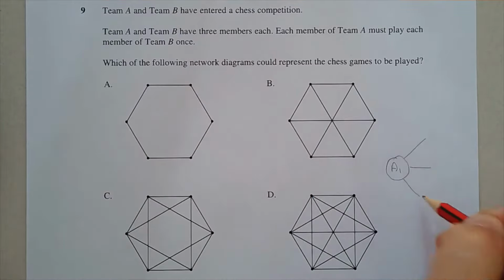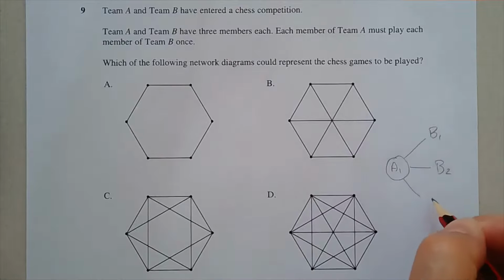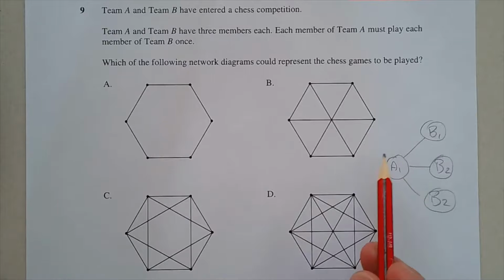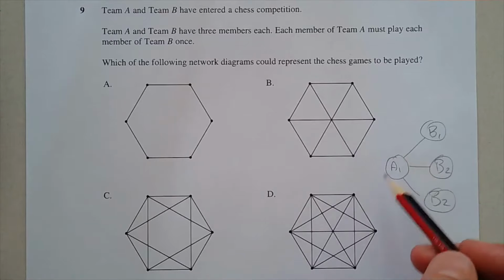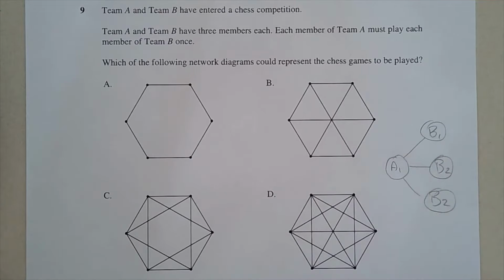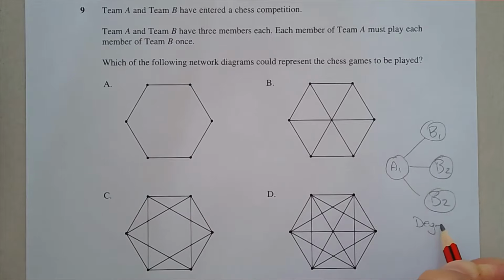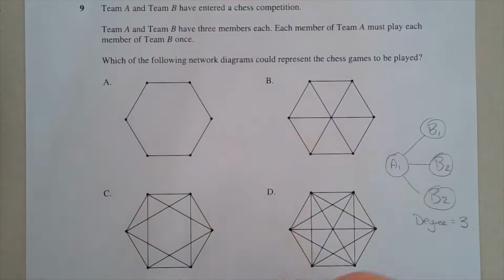That player has to play one game with each of the players from Team B. So let's call that Team B player 1, Team B player 2, and Team B player 3. Now, let's go back to vertex A1. So this is Team A player 1. Think about the degree of this vertex. The degree is the number of edges that enter or leave a vertex, or the number of edges connecting to a vertex. And the degree here is equal to 3.